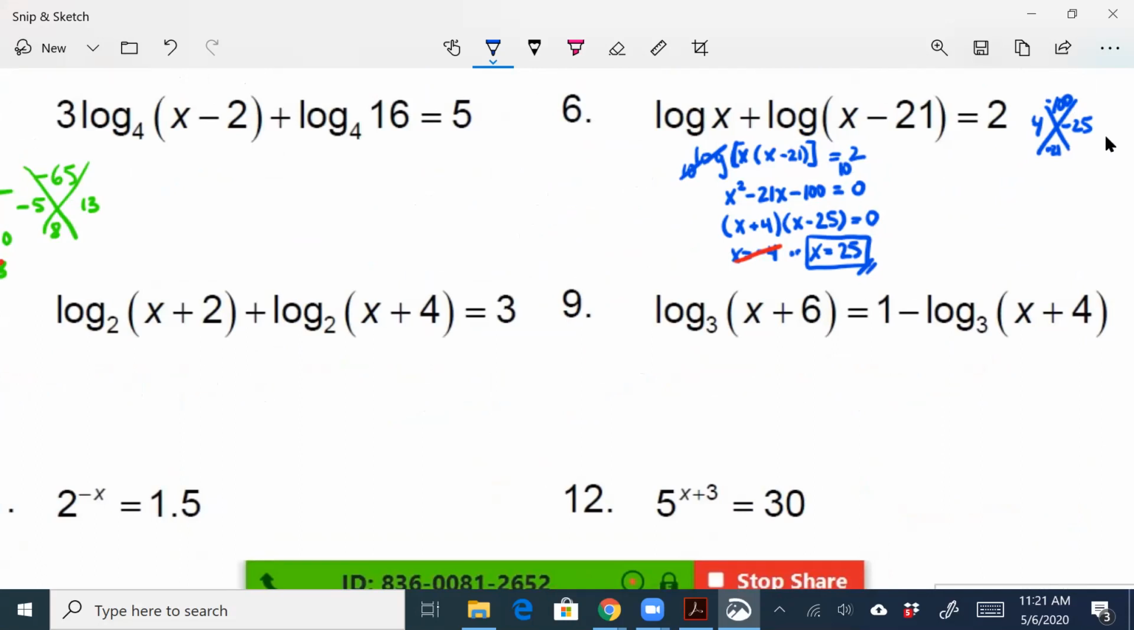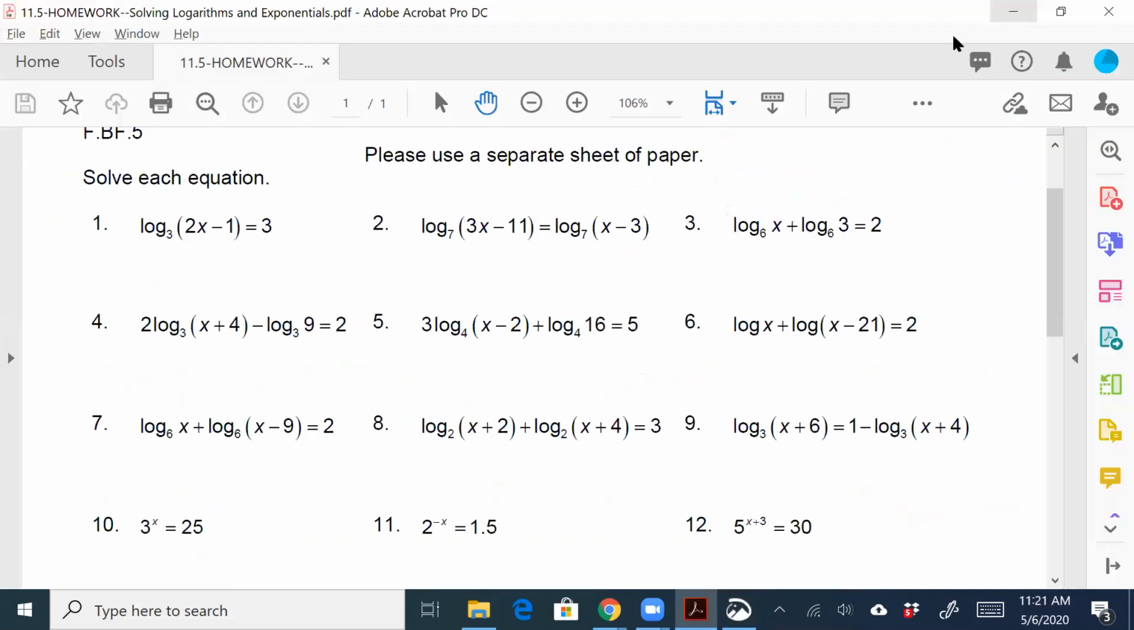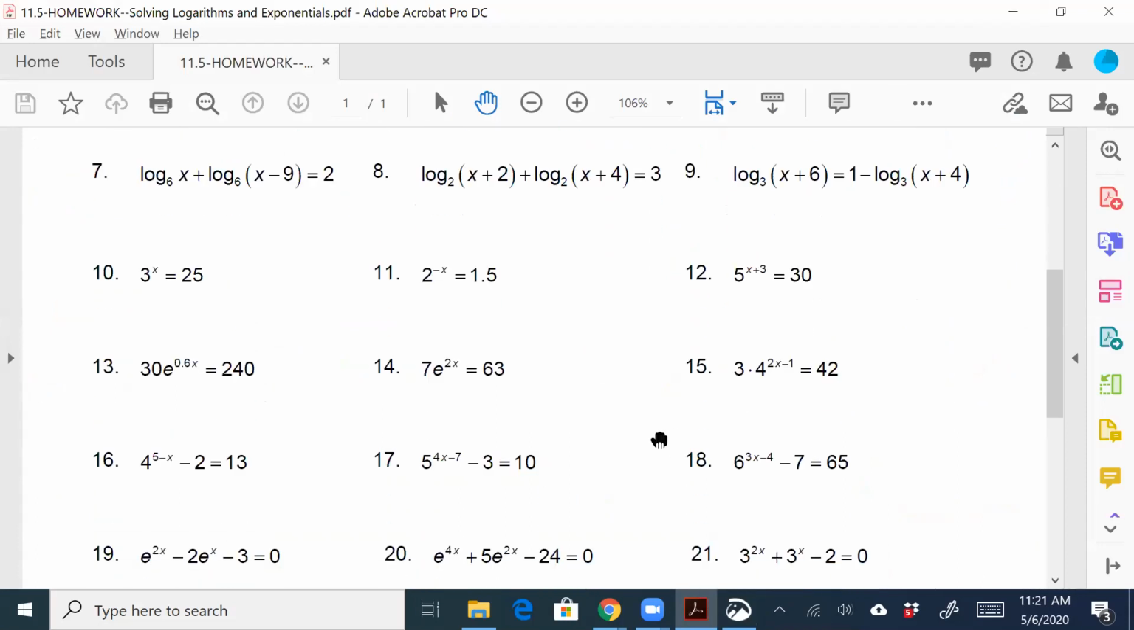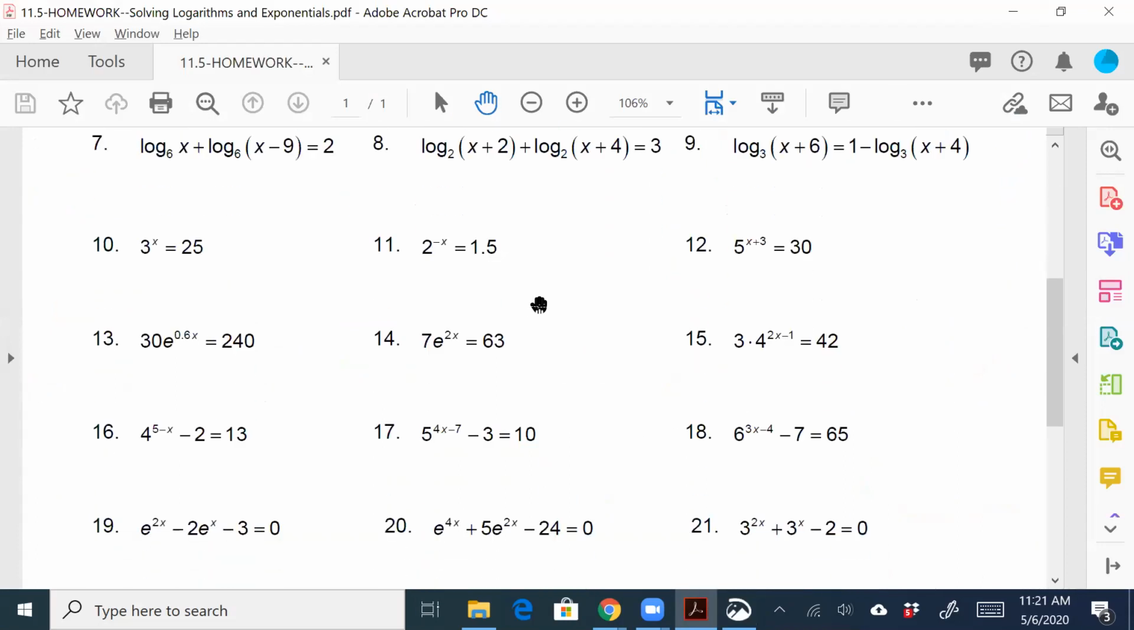Let's put this aside for a second, take a look at some of these that are just like exponential equations to see how we would solve some of these.